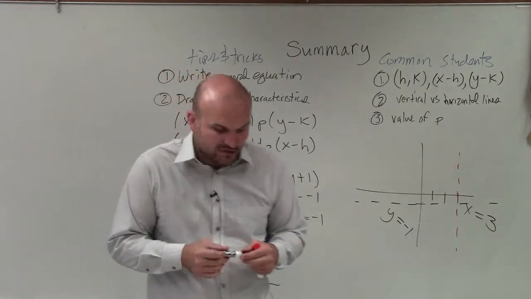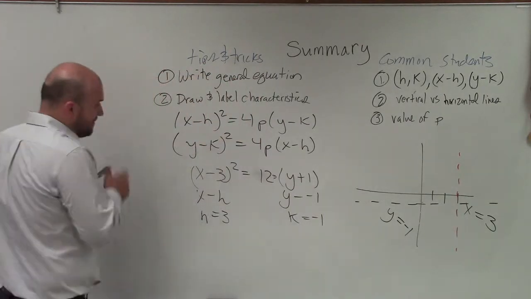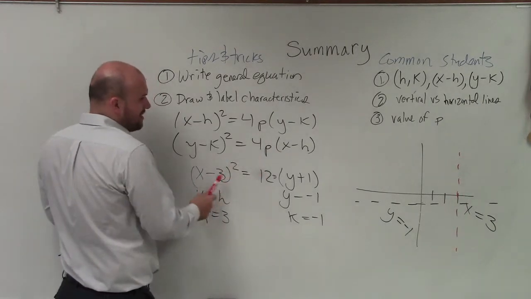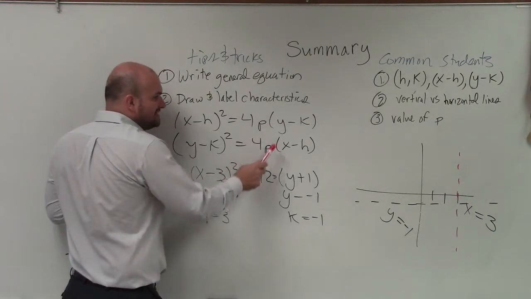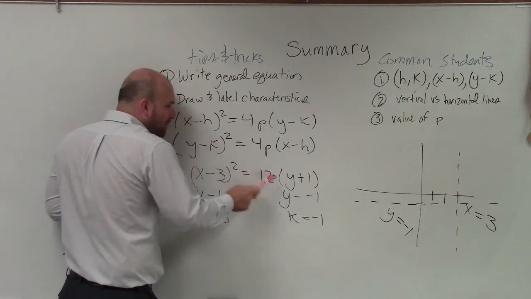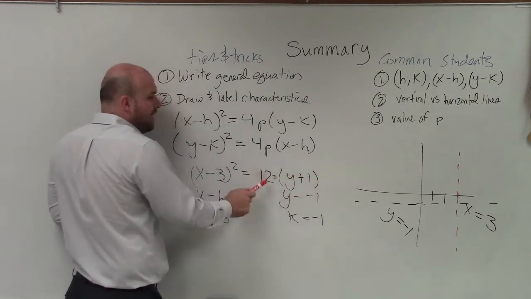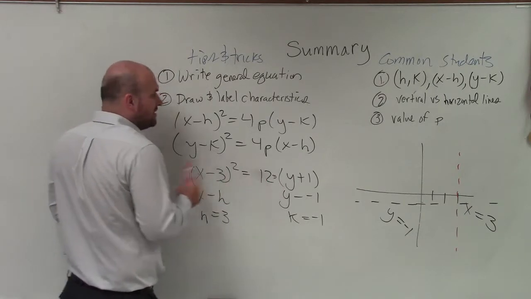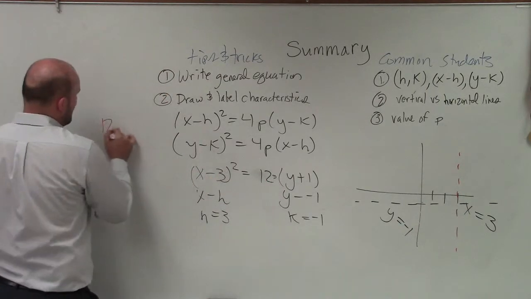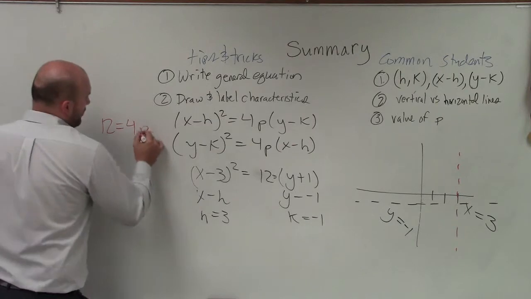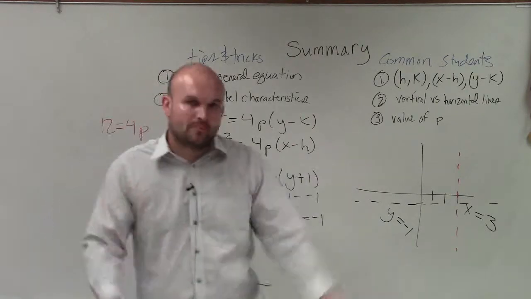And the last thing is the value of p. Remember, if I say, here's my equation. This is 4p times (x minus h). Except for now we have the h, and now our p is entangled with this 12. So we write in the equation 12 is equal to 4p. And now we can solve for p.